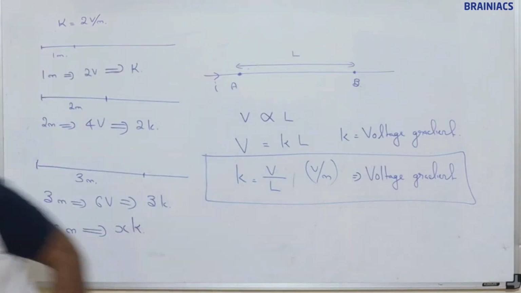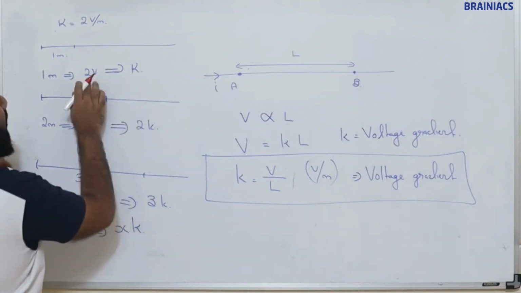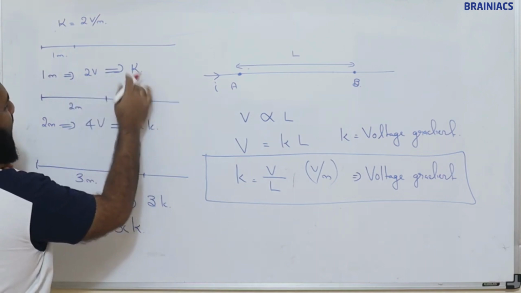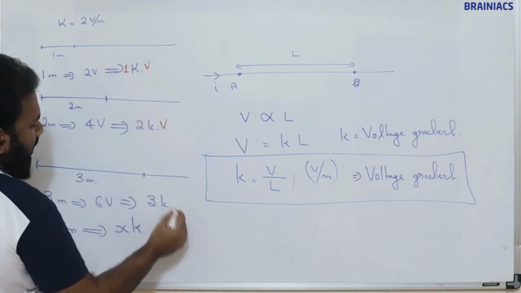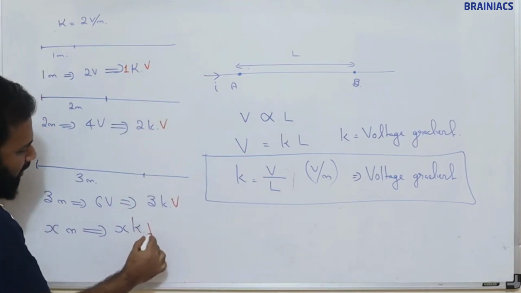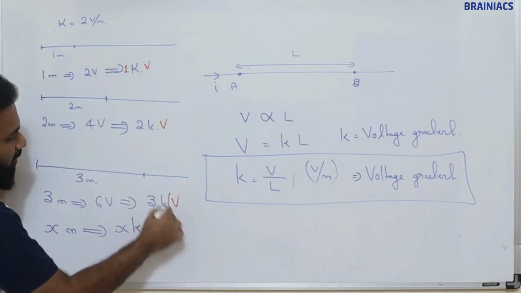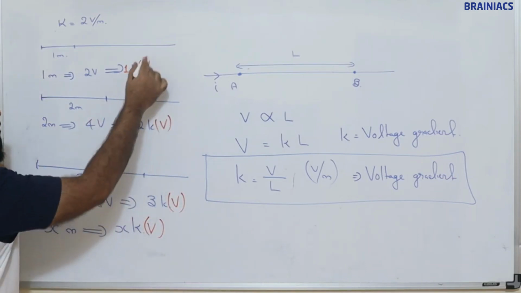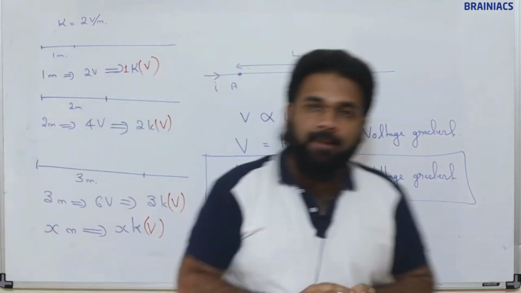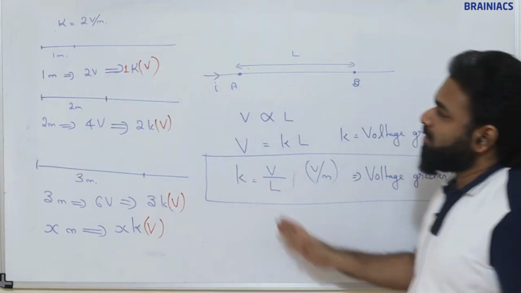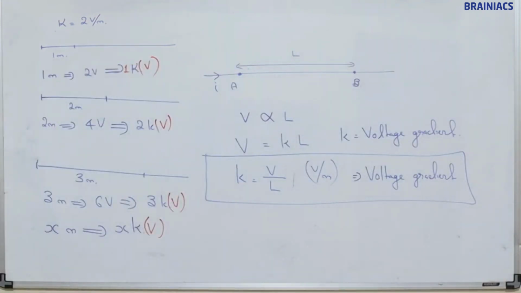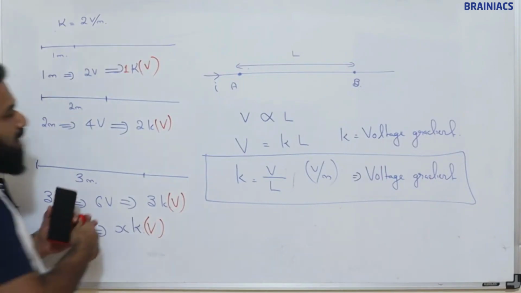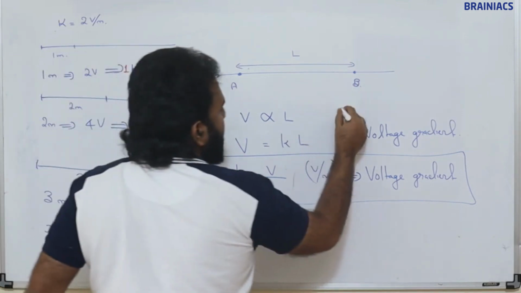So this is nothing but 2 volt. So 1 into K volt, 2 into K volt, 3 into K volt, X into K volt. This is the unit. Okay, clear? Now using this concept we will learn the concept of potentiometer. And this K is a scalar. Okay, K is scalar, the potential gradient.